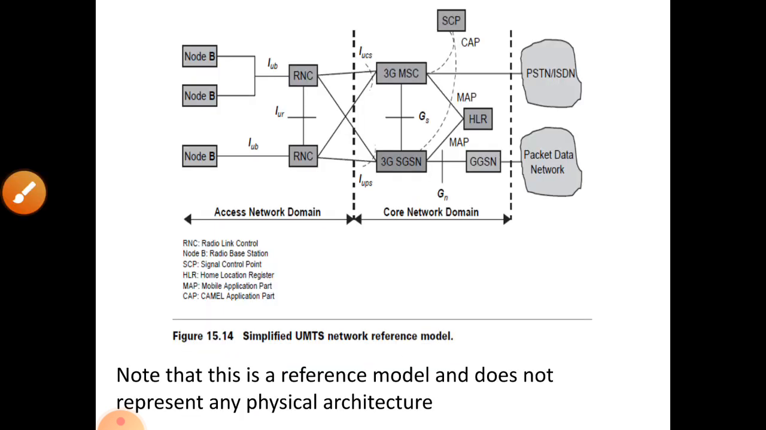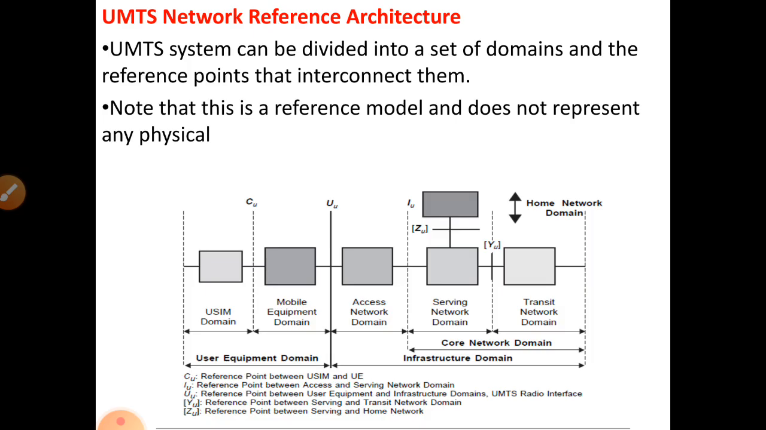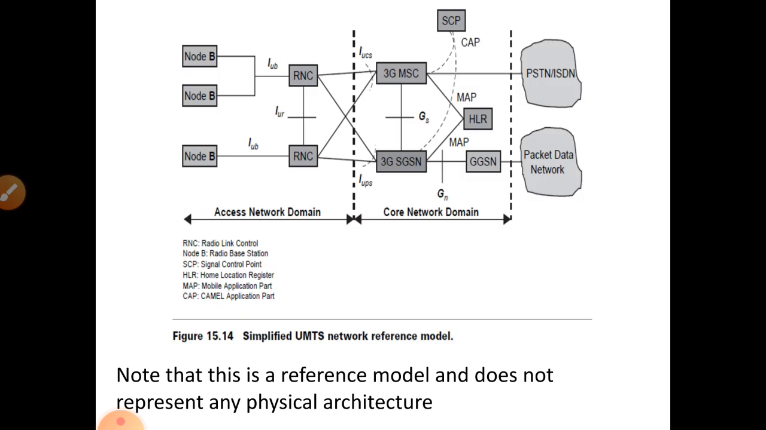Next, this is a simplified UMTS network reference model, and this is an important UMTS network architecture. If it is asked as a 13 mark question, you can go for two important diagrams. This reference model does not represent any type of physical architecture. For the physical architecture, we studied the first topic of unit number 3, the core network architecture. This diagram only implies the reference model, not the physical architecture.